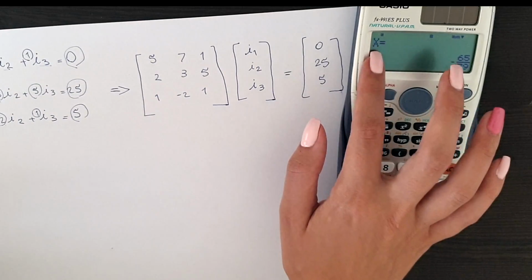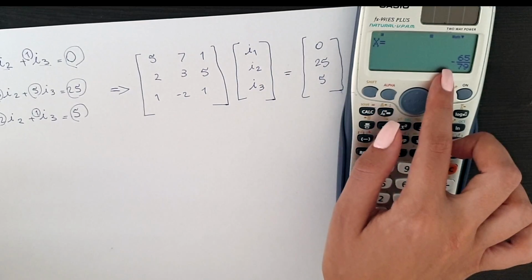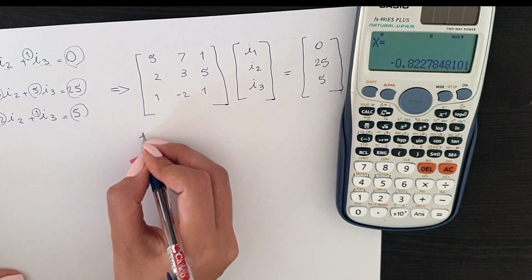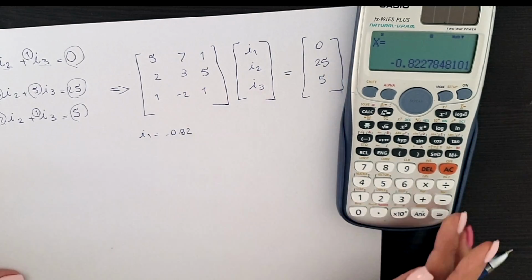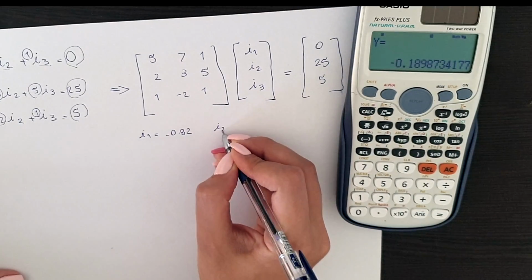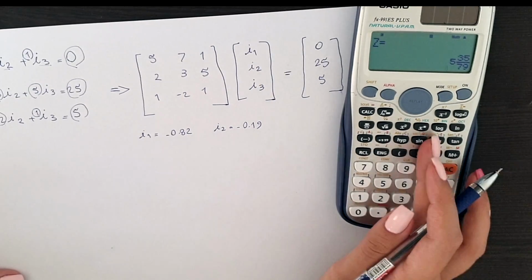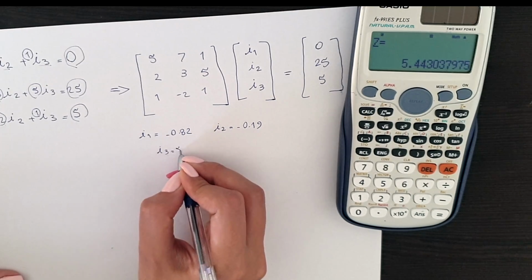So as you can see, our x is the first variable. Whatever we wrote here is our x that the calculator is showing, which is I1, equal to minus 0.82. Then our y is our second variable. I2 is equal to minus 0.19. And the z is the third one. I3 is equal to 5.46.